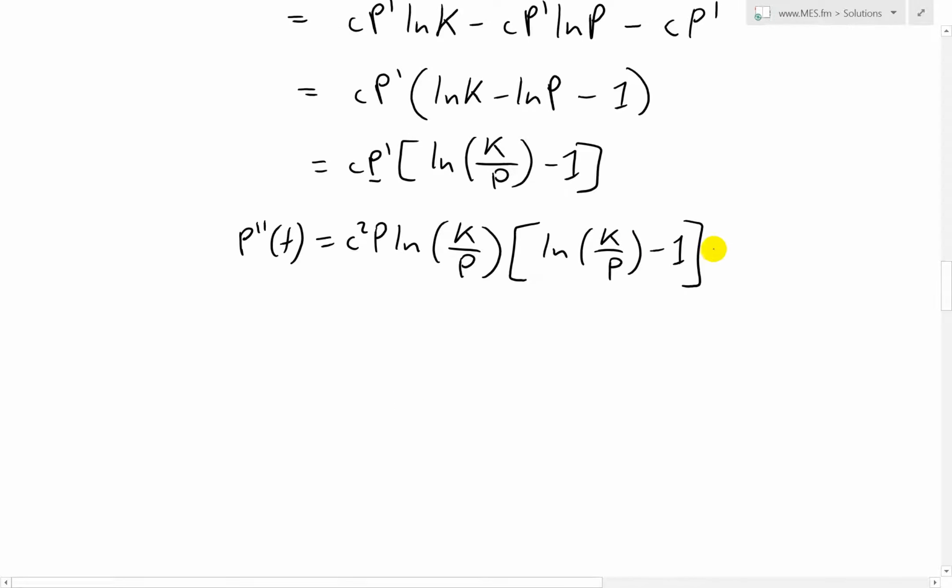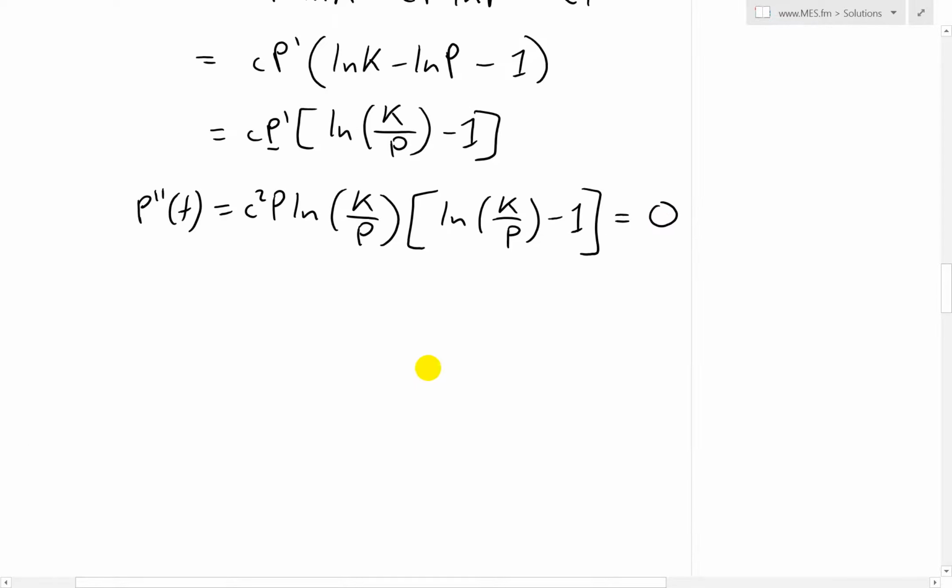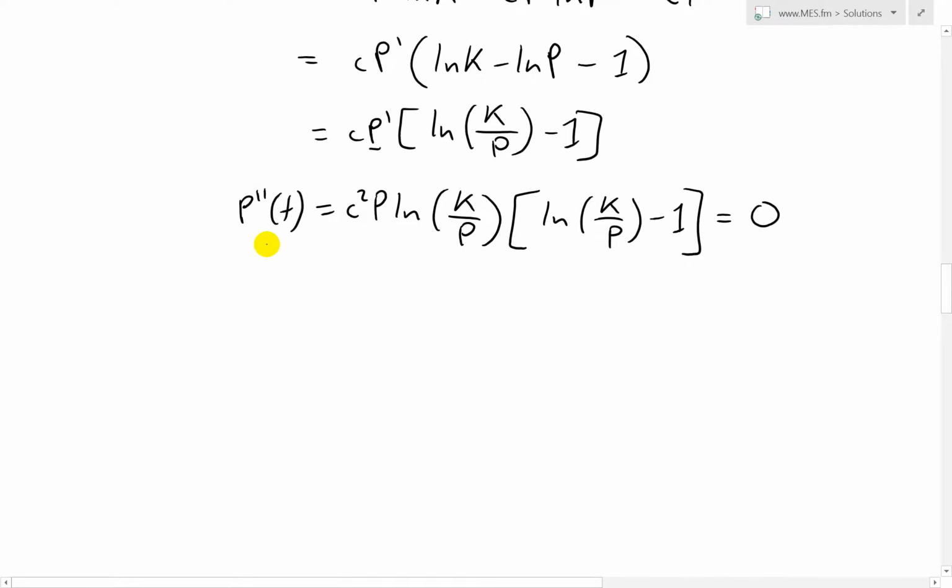So when we set this equal to 0, the only way that it can equal 0 is if, well, let's get into that first. If we set this equal to 0, what we have now is c squared, that's just positive. P, the population, we'll assume you have a positive population, so no negative. So these two are positive.